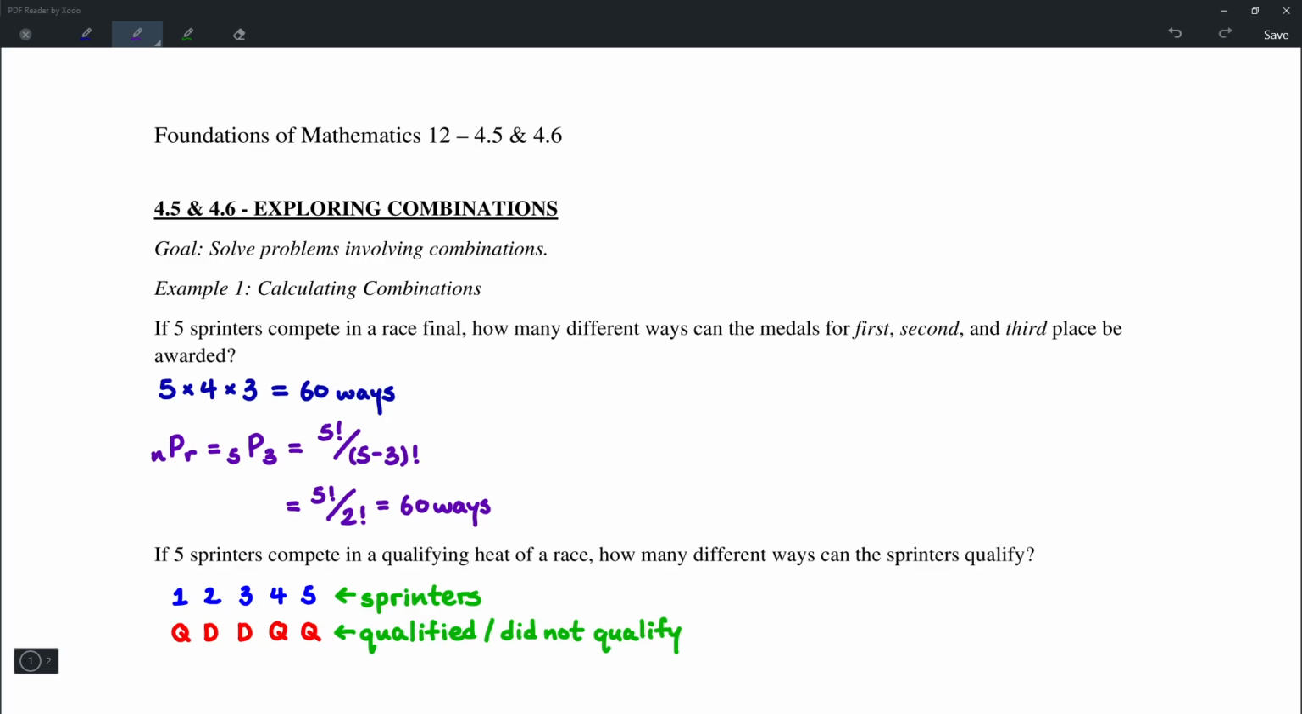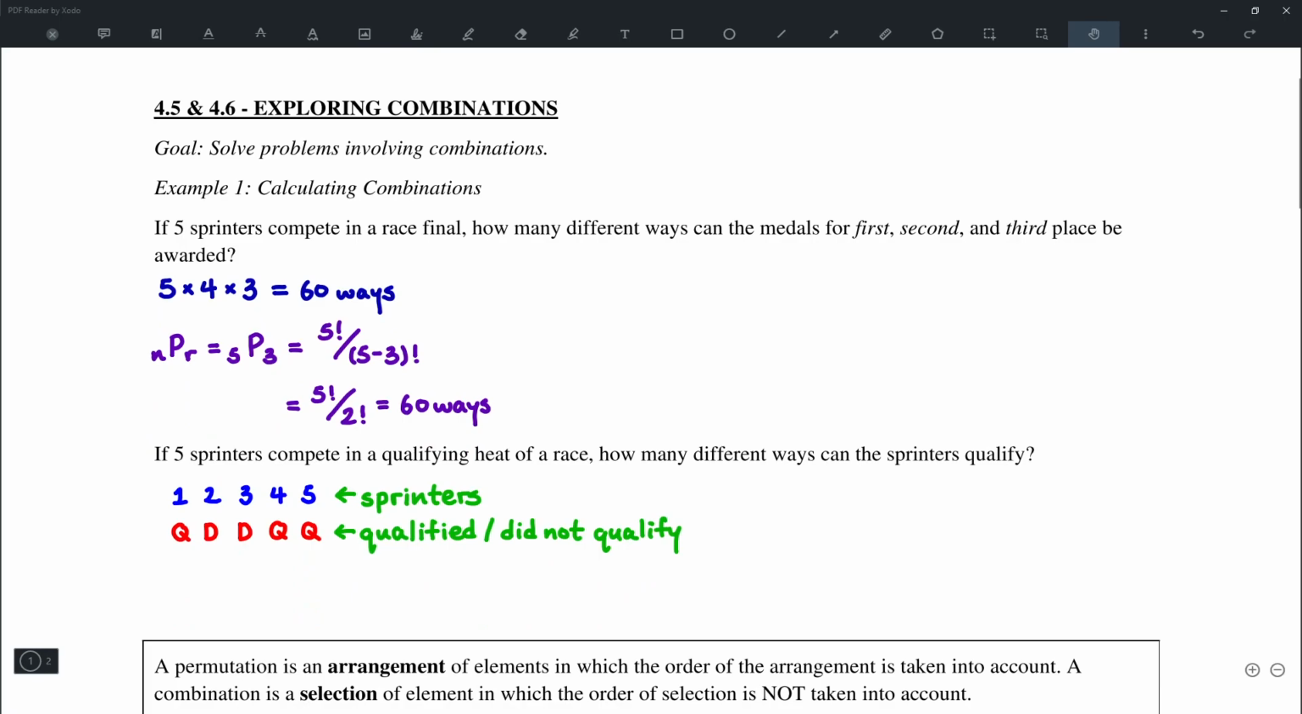Now, suppose instead that the 5 sprinters were competing in a qualifying heat, then all that matters is whether the sprinters qualify or not. And in this case, the first 3 sprinters qualify for the next round. So again, we have our 5 sprinters here. And they either qualify or do not qualify. So there are 3 Qs for qualified sprinters and 2 Ds for did not qualify. In other words, we're just looking at the arrangements of these 3 Qs and 2 Ds.